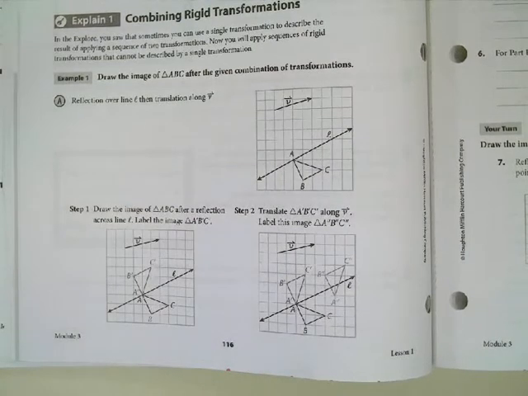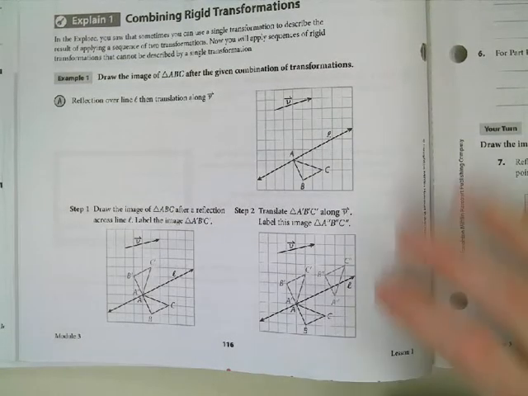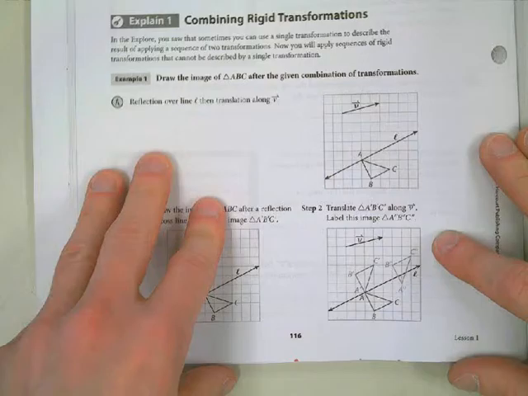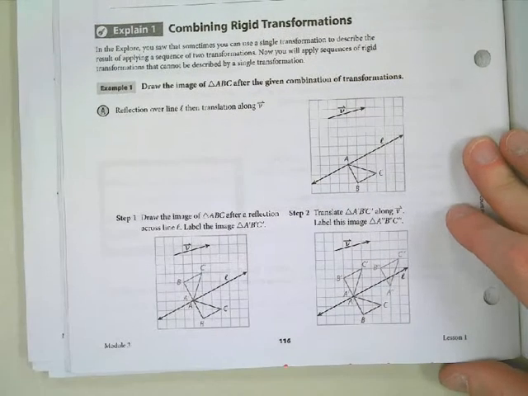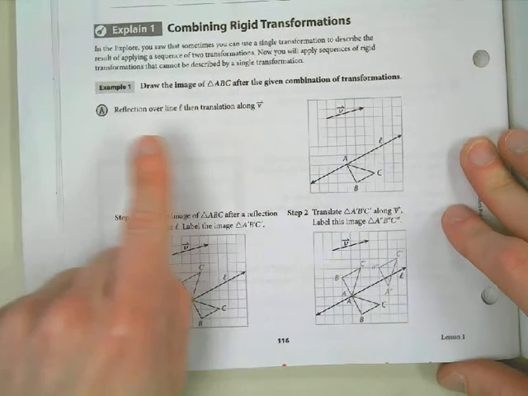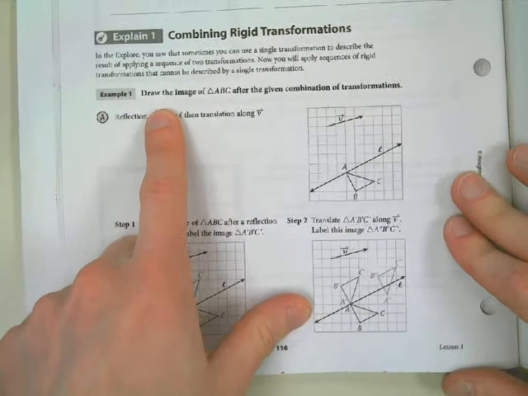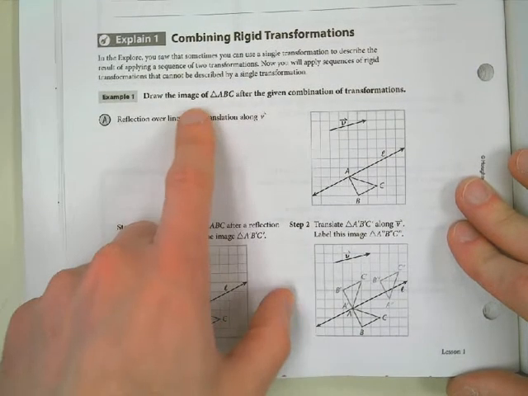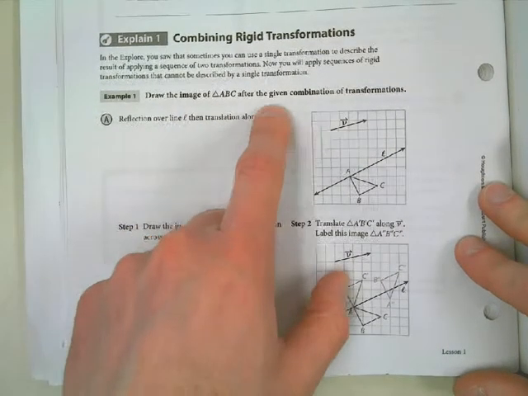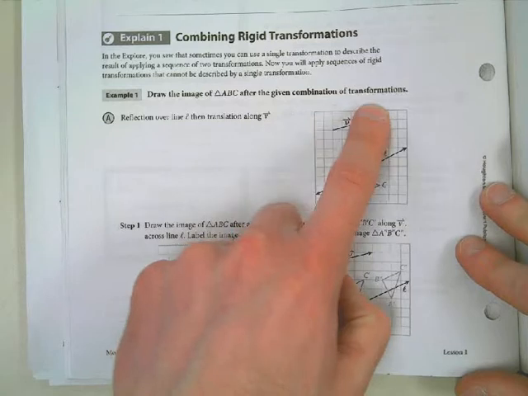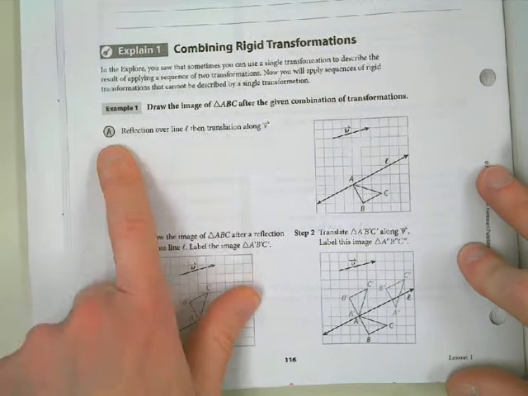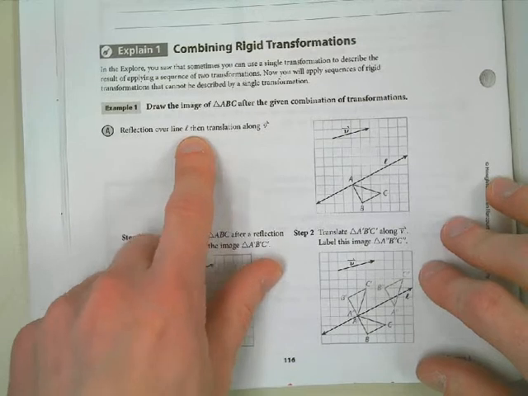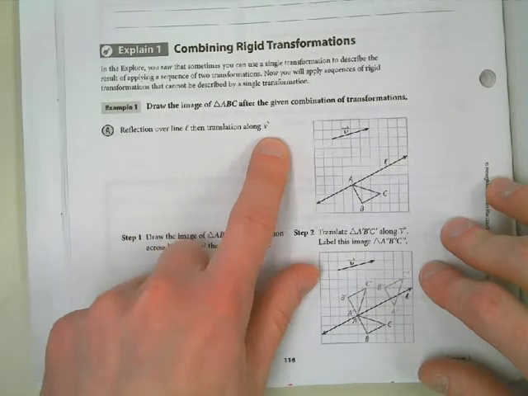So page 116 again for those of you that are still turning there. Okay, we're at the bottom of the page, combining rigid transformations. Example 1 here. We're just going to jump right into a problem, not really introduce too much here. We're going to draw the image of triangle ABC after the given combination of transformations. For letter A, we're told to reflect triangle ABC over line L, then translate along vector V.